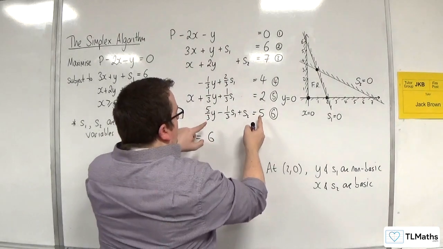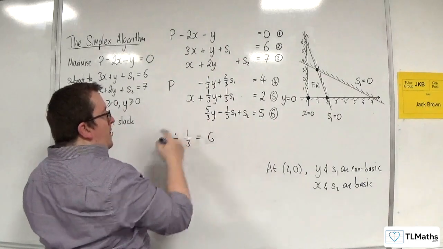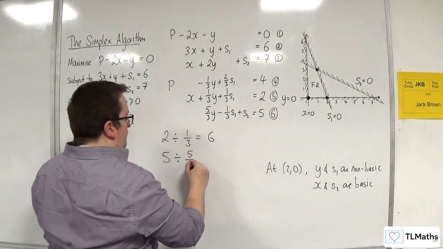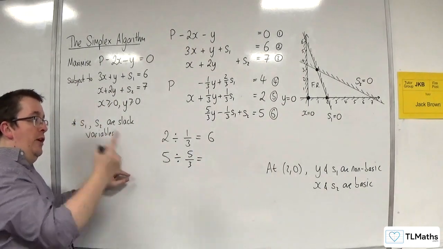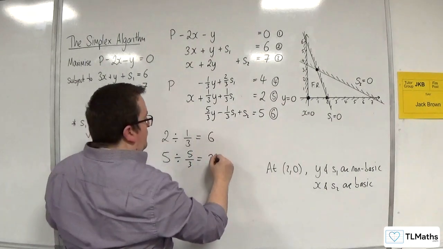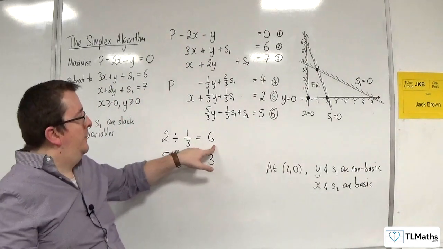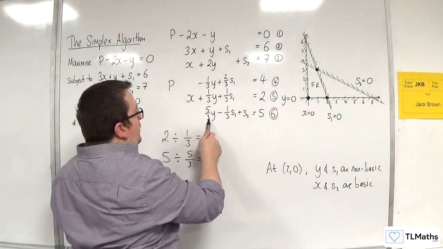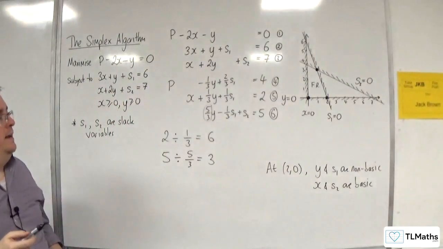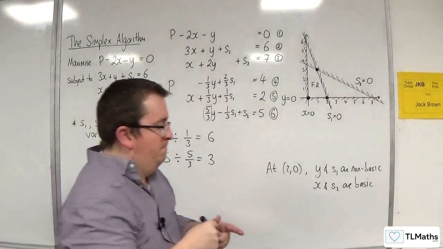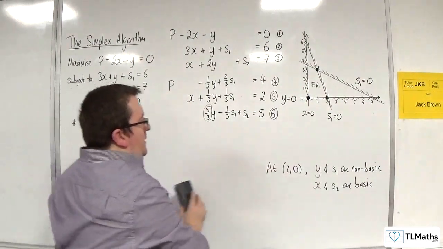And I look at the 5 and divide that by the 5/3. Now 5 divided by 5/3 is the same as 5 times 3/5, so that's 3. So clearly I'm going to hit 3 before I hit 6. So this is the one that I want to use. Okay, this becomes my pivot. Right, okay.